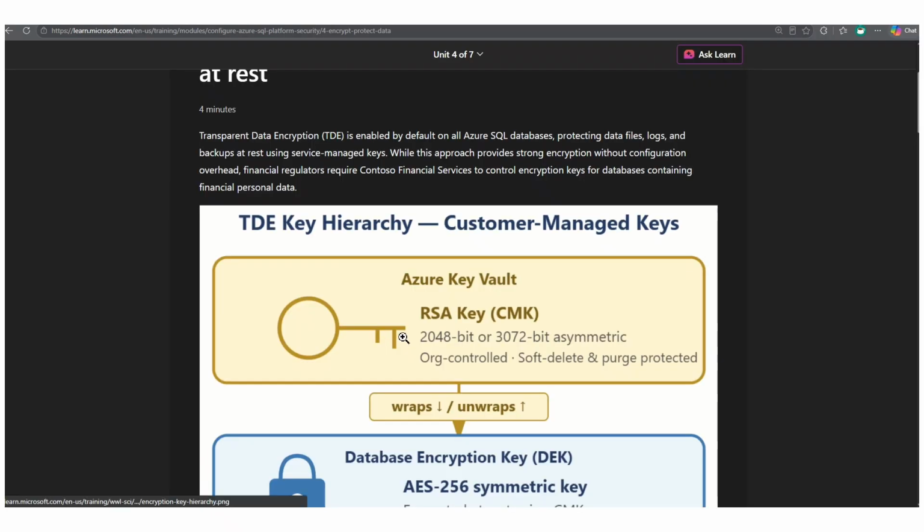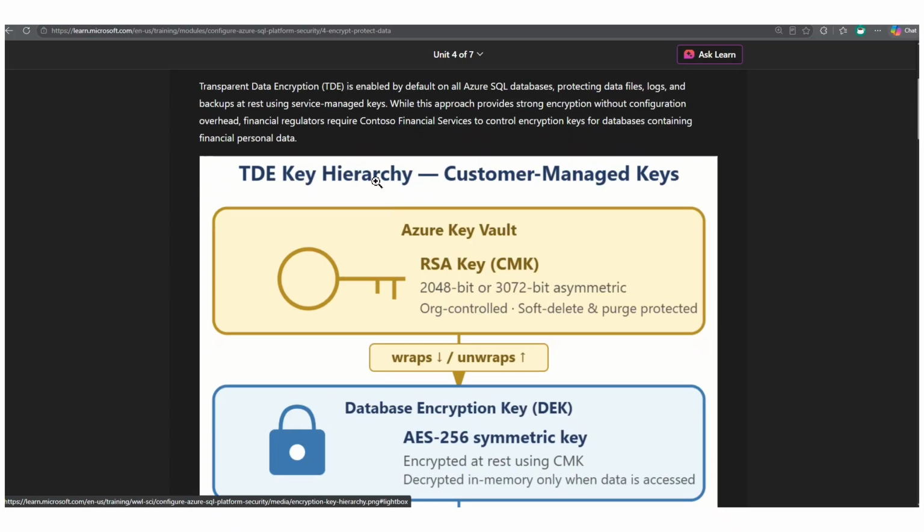So, if we go back into the guide, transparent data encryption (TDE) is enabled by default on all Azure SQL databases, protecting data files, logs, and backups at rest using service managed keys. While this approach provides strong encryption without configuration overhead, financial regulators require financial services to control encryption keys for databases containing financial personal data. So, who manages the key? It's either Microsoft or you as the customer. That's the whole point here.